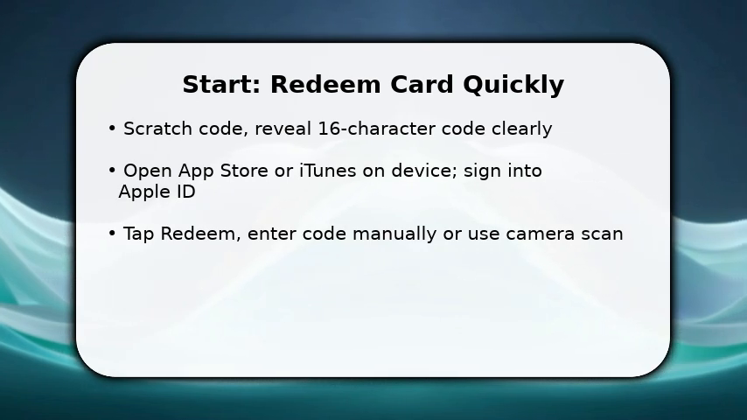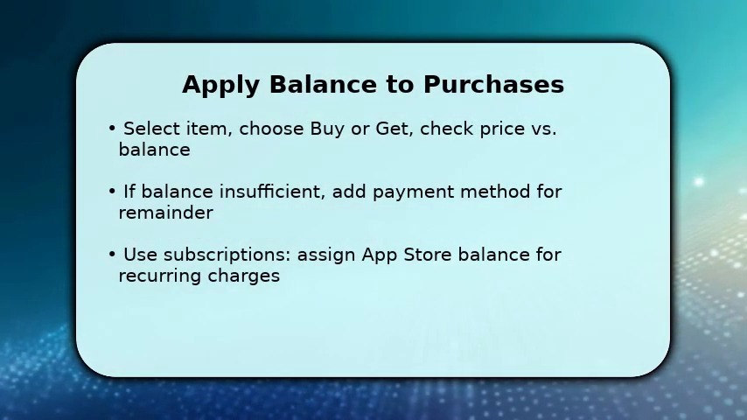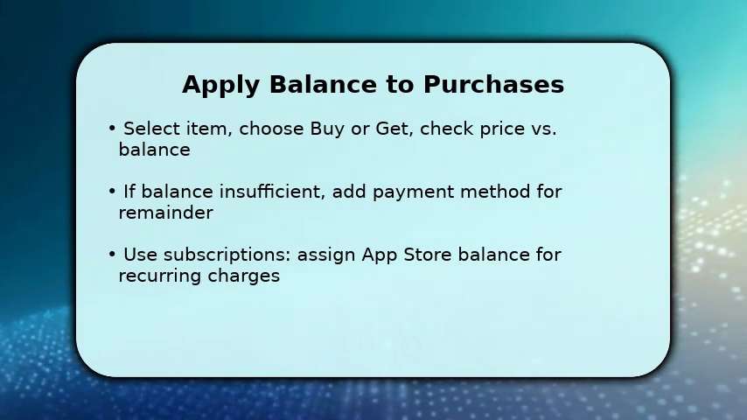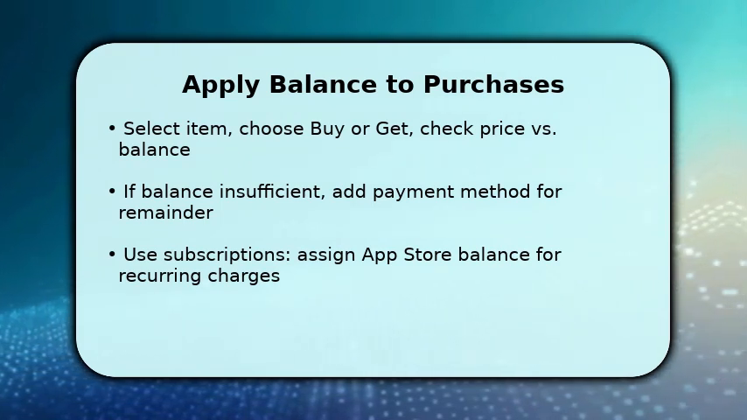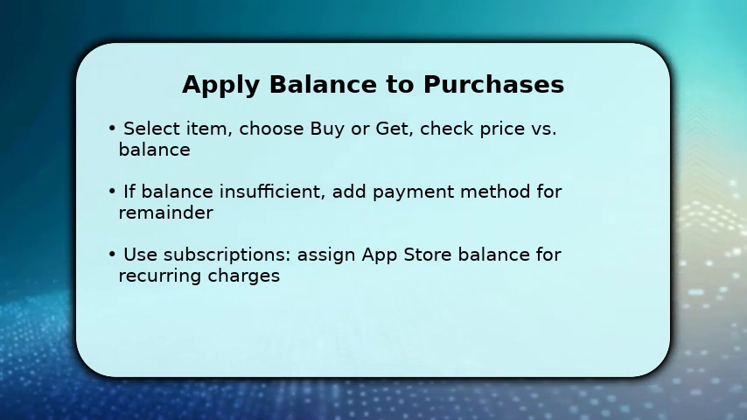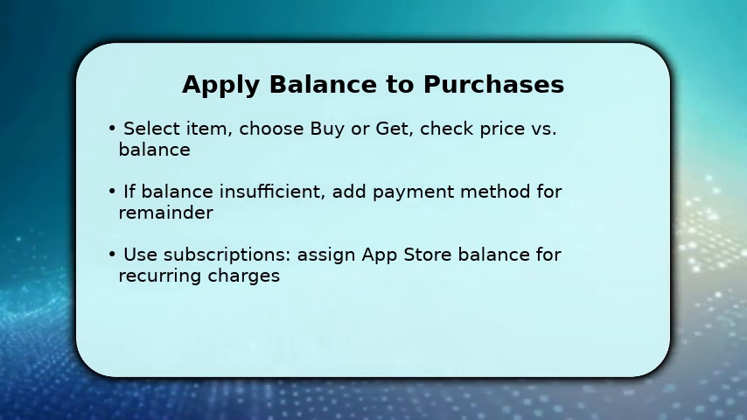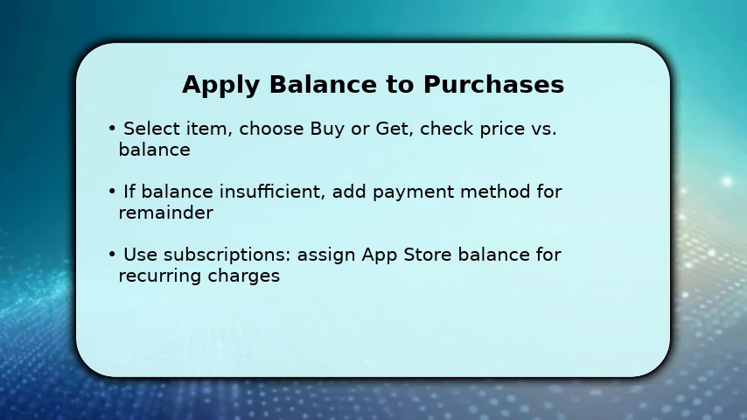Once the credit appears, find the app, song, or subscription you want and tap Buy or Get. Check the price against your balance so you know if extra payment is needed. If your balance is lower than the cost, add a secondary payment method to cover the remainder. The system charges your Apple ID balance first, then the card.